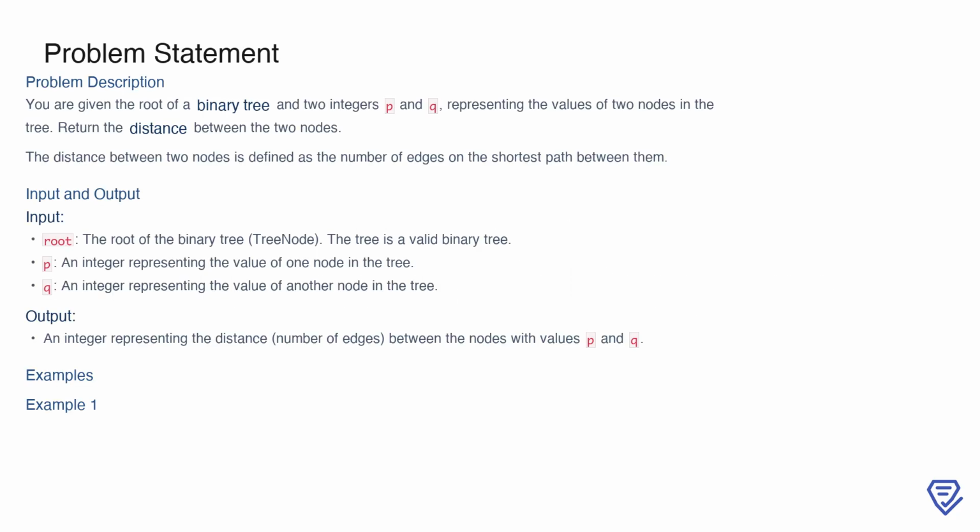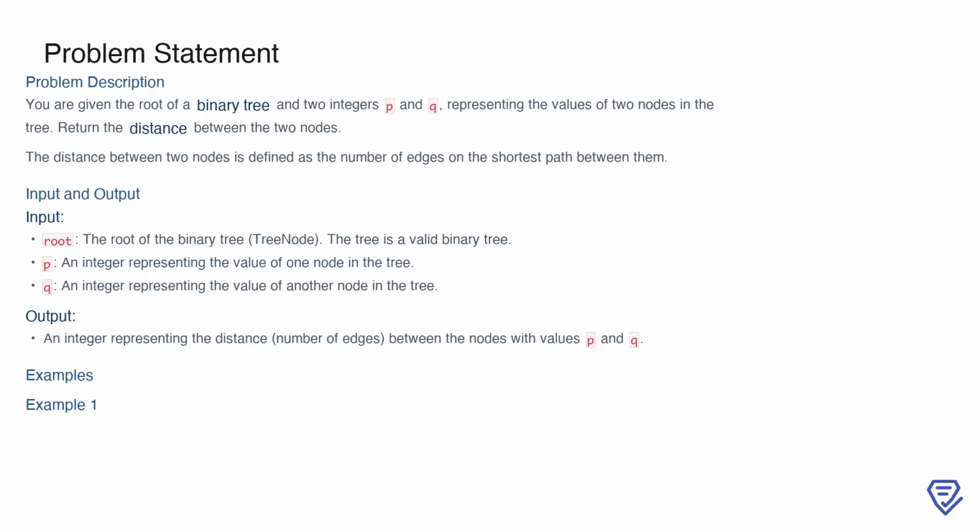In this problem, you are given the root of a binary tree along with two integers, p and q, which represent the values of two nodes within the tree. Your task is to determine the distance between these two nodes. The distance, in this context, is defined as the number of edges along the shortest path connecting the two nodes. For the input, you'll receive the root of the binary tree as a tree node, which is guaranteed to be a valid binary tree, and the integers p and q, which are guaranteed to represent values of nodes that exist in the tree. The output should be a single integer representing the distance between these nodes.